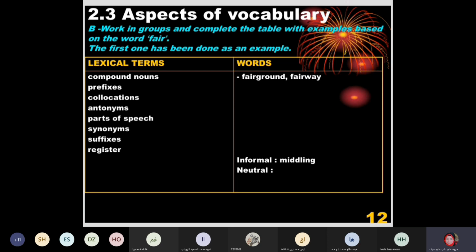So now you can give me examples of register based on the word fair, or you will find it a little bit difficult to do it. I can provide you with the answer. Please be fair when you are talking. I will go to the chat box to see your suggestions.